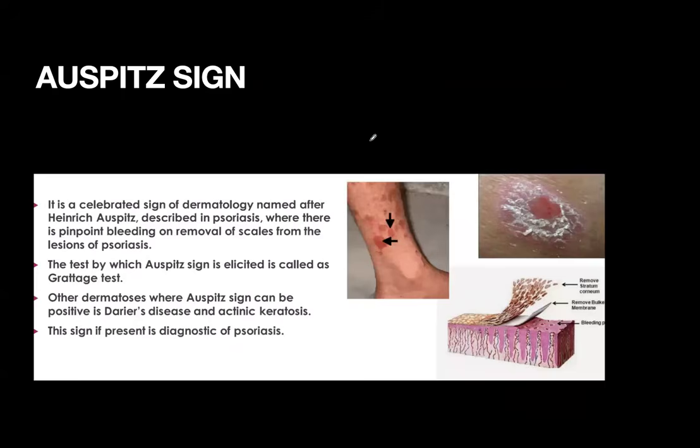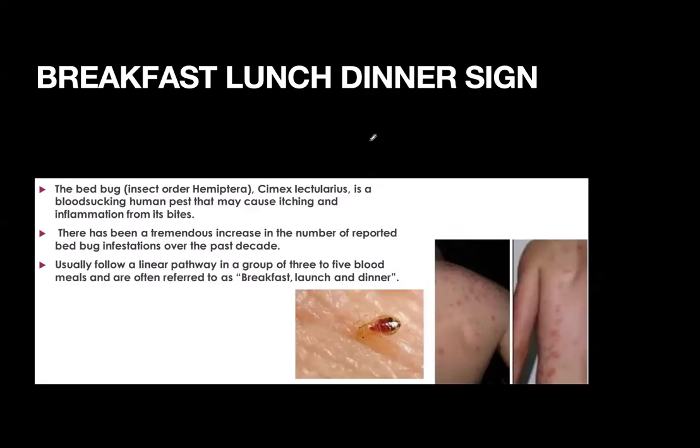This is the breakfast, lunch, and dinner sign. Typically, you will find it in a case of bed bug infestation. It follows a linear pathway in a group of three to five blood meals. So that's why we call it the breakfast, lunch, and dinner sign.